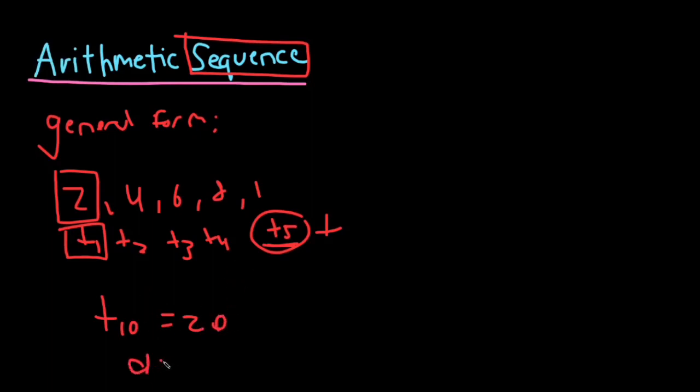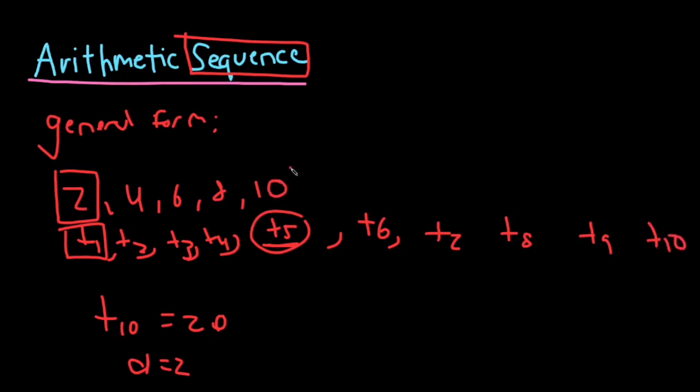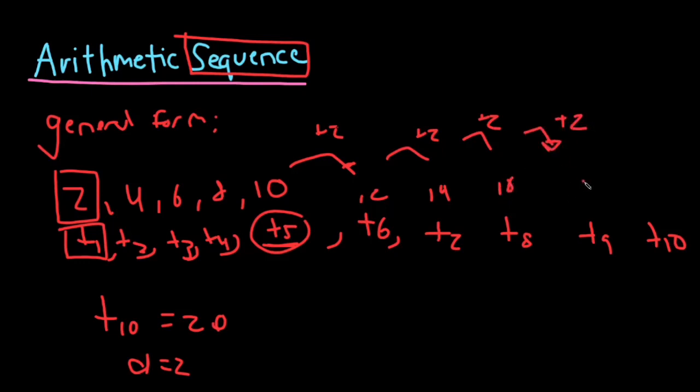We know that the common difference between the numbers is 2, so it goes up by 2. These are just commas: T7, T8, T9, and T10. So we just gotta keep on adding 2. Add 2, that's 12. Add 2, that's 14. Add 2, that's 16. Add 2, that's 18. Add 2, that's 20. T10 equals 20.